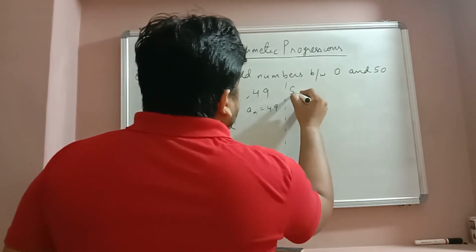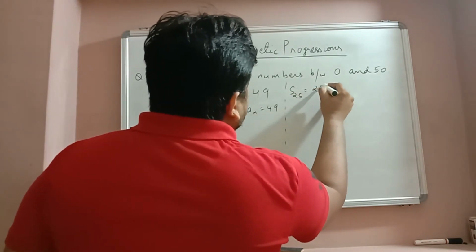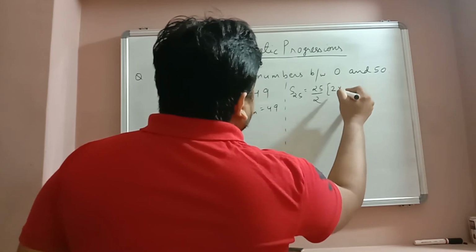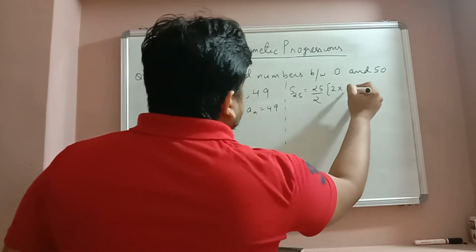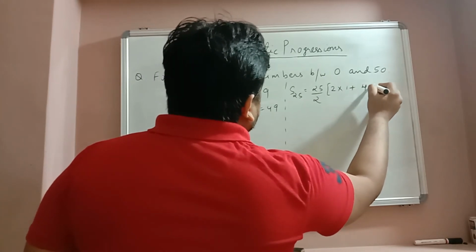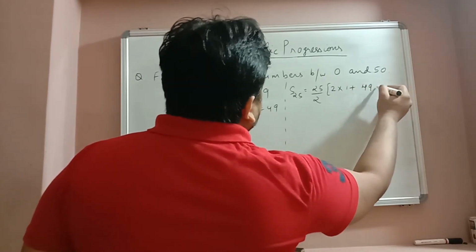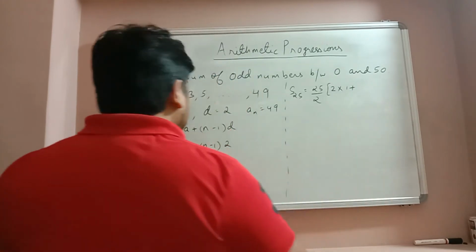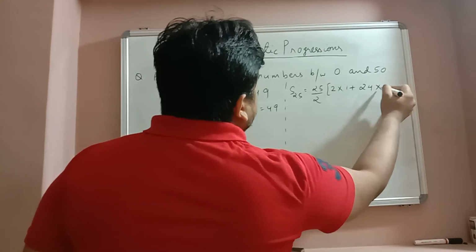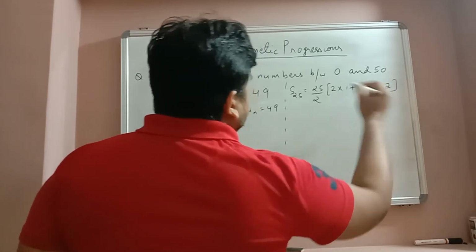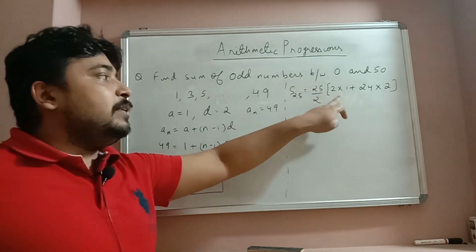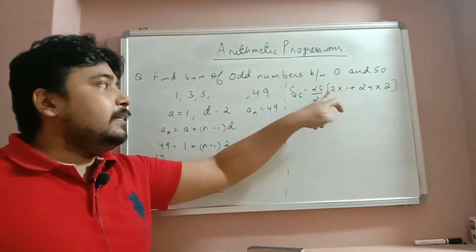So S25 will be given by 25 divided by 2 into 2a, where 2a is 2 into 1, plus n minus 1, n is 25, so 24, into d, d is 2. So here we have used Sn is equal to n by 2 into 2a plus n minus 1 into d.